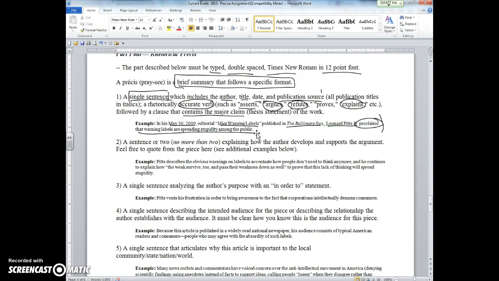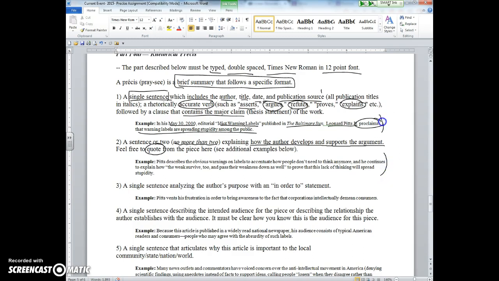Now, the second part of the précis is a sentence or 2. Really, it shouldn't be any more than 2 sentences explaining how the author develops and supports the argument. You did this a little bit with Smink. You had to identify Smink's argument, then explain why you know that argument is there. So you need to provide some detail about how you know that's the argument. Here you can use the quoted text. Don't use full sentences, but you can use the most important nuggets or quotes from the text itself.